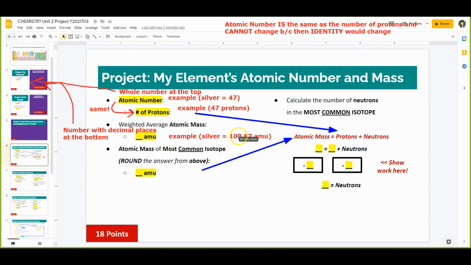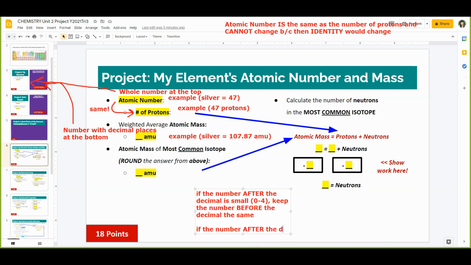So the most common isotope mass does need to be a whole number, and all you're going to do is round this answer right here. Remember that when we round, if the number after the decimal is small, that means 0 to 4, you should keep the number before the decimal the same. But if the number after the decimal is big, 5 to 9, then round the number before the decimal up.